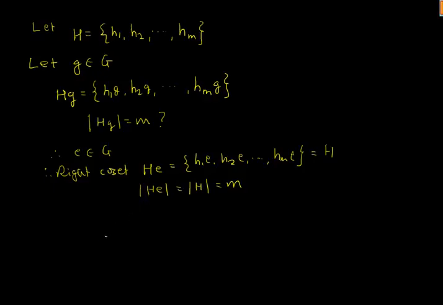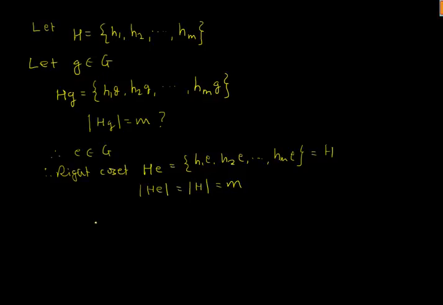Now we know that there is a one-to-one correspondence between any two right cosets of H in G. This lemma we have proved. And therefore, the number of elements in this coset is equal to the number of elements in this right coset. Therefore, according to that lemma, what is that lemma?